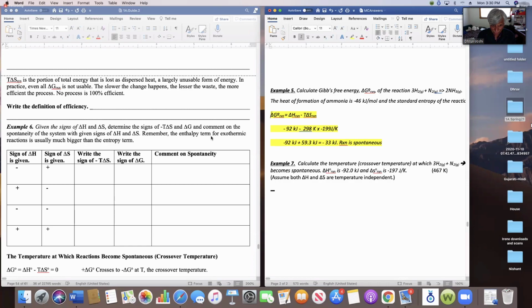Remember, the enthalpy term for an exothermic reaction is usually much bigger than the entropy term. That means you can see that this enthalpy term here, negative 92 kilojoules, in absolute terms is bigger than the entropy term, 59.3 kilojoules. Most of the time, that's going to be the case, because entropy involves joules here, and then you have to convert joules to kilojoules, so the number gets smaller.